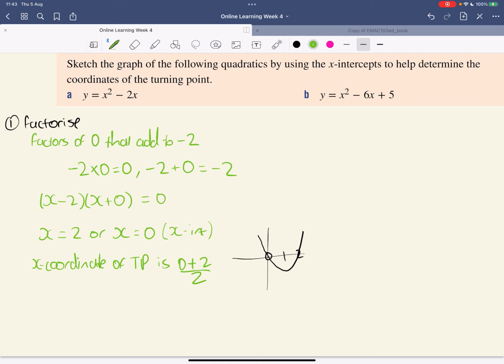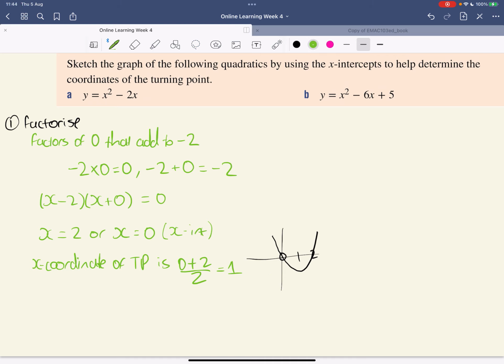All right? So let's see. 0 plus 2 is 2. 2 divided by 2 is 1. And you can tell that on the graph. Look, the axis of symmetry, or the x-coordinate of the turning point, is at the position 1. And we did that mathematically, but you can see on the graph it makes sense.